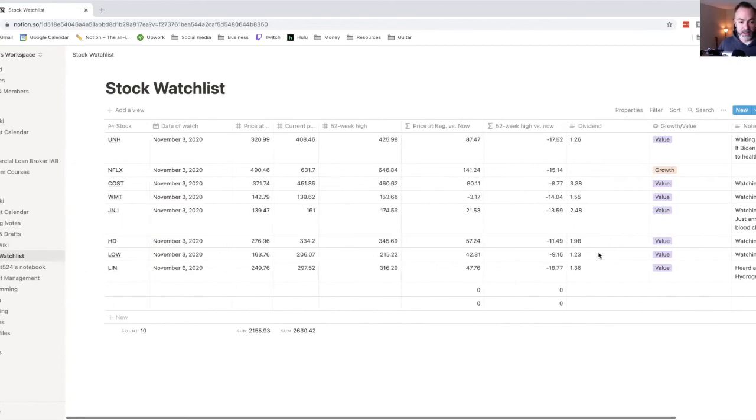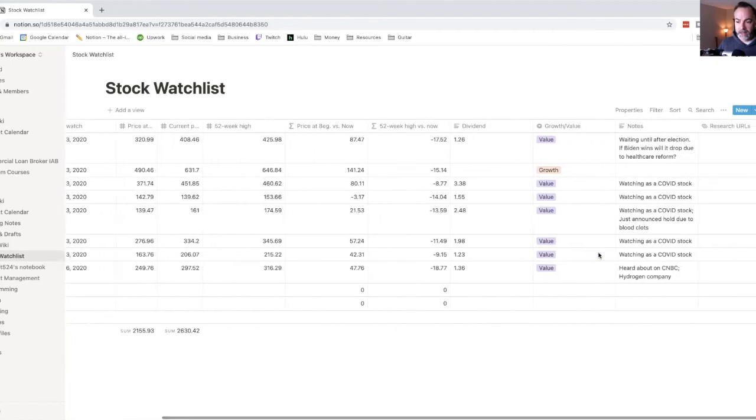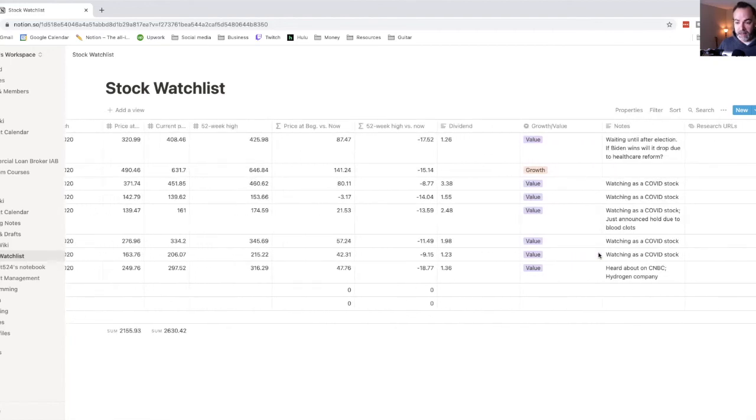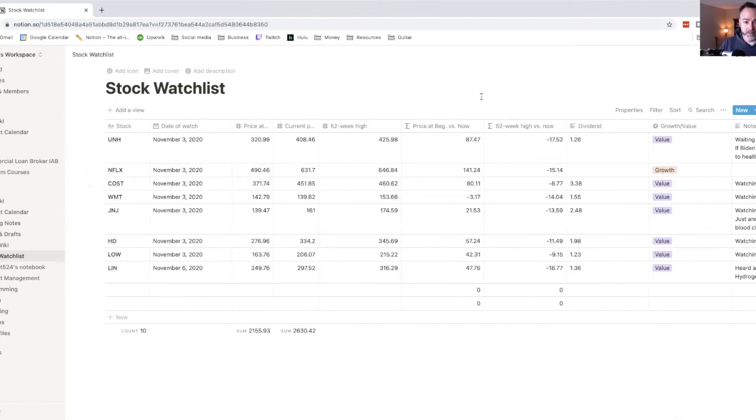So you can see down here, Lin, Lin is Linde. I don't know if that's Lind or Lindy, how they pronounce it, but I heard about it by watching CNBC. It's a hydrogen company. I'm very focused on environmentalism lately. And I thought that could be a really good company. You can see that would have been a good call if I had made that investment. Again, these are stocks that I have not invested in currently because I'm putting money into other investments, but they are ones that I'm watching.